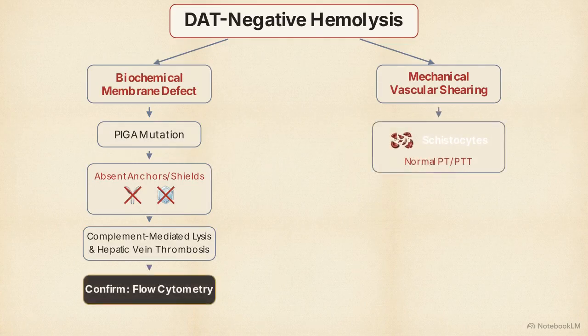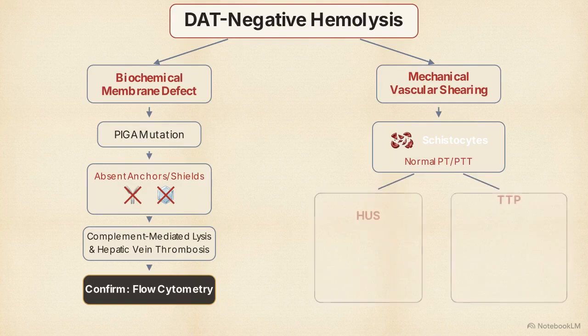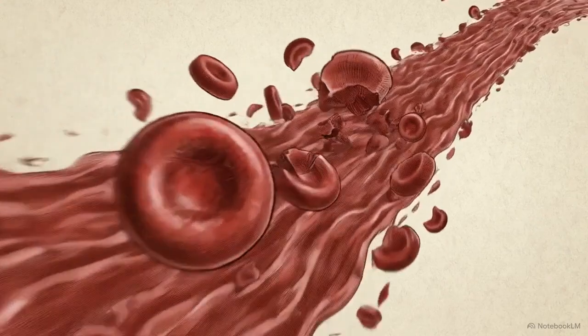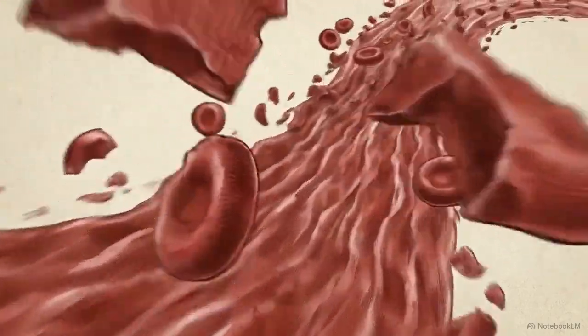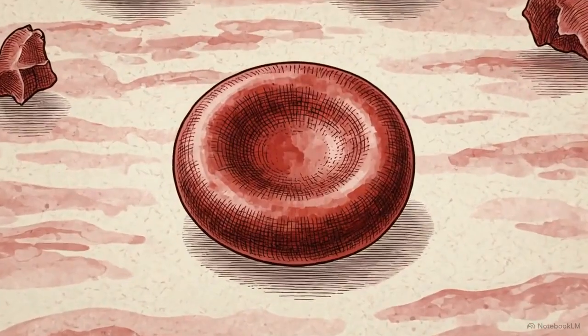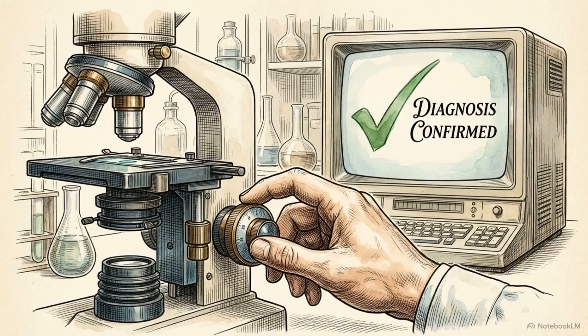In contrast, mechanical shearing produces schistocytes despite normal coagulation times. The specific trigger, whether bacterial toxins in the kidneys or ADAMTS13 failure in the brain, dictates the final diagnosis of HUS or TTP. While these conditions present as complex systemic crises, they are driven by specific, identifiable molecular deficits that can be precisely addressed once the mechanism of destruction is understood.